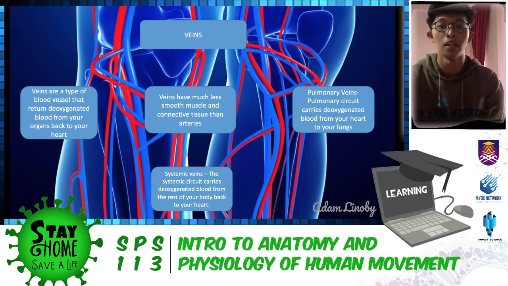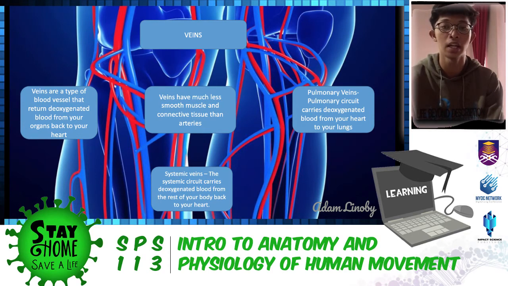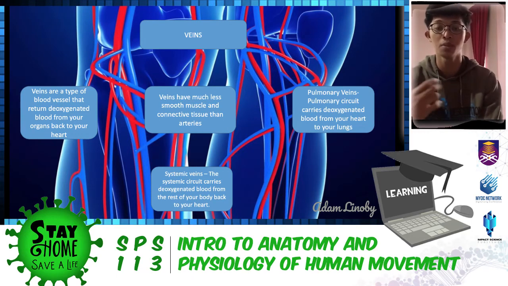Okay, itu for the pulmonary veins. Okay, for the systemic veins, the systemic circuit carries deoxygenated blood from the rest of your body and back to your heart. Macam tadi kan, yang untuk sistemik ni dia angkut darah yang kurang oksigen yang telah digunakan oleh seluruh badan, dia angkut darah tu pergi semula ke jantung untuk meneruskan the blood circulation.